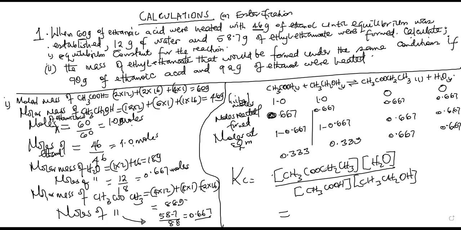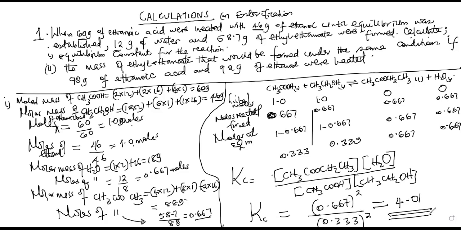If we have to substitute directly, this one will give 0.667 squared since they are the same, over this one is 0.333 squared since they are the same. Then our Kc is going to be 4.01. That is our value of the Kc.